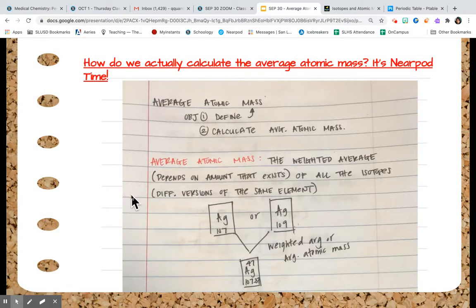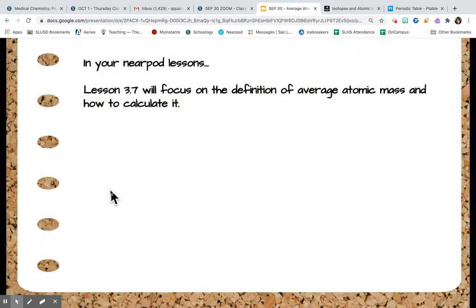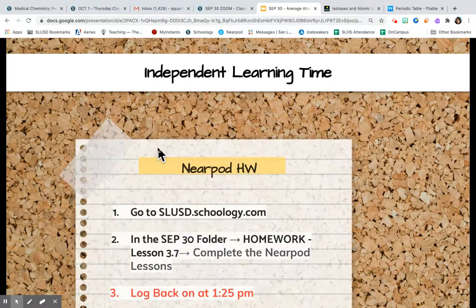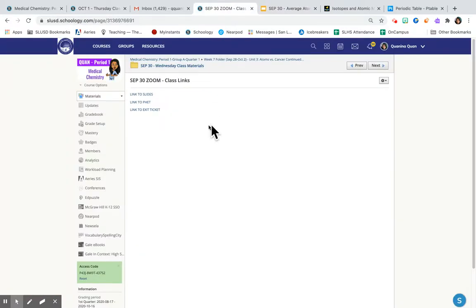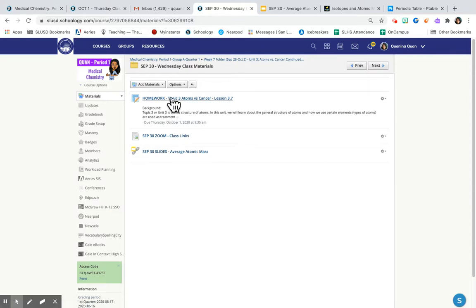All right, so then we talked about the definition of average atomic mass and how we actually calculate this. At this point, I released the class to go on to their Nearpod lesson 3.7. Since this is no longer Zoom class, to find your Nearpod lesson or your homework, you're going to go ahead and click on this one under the September 30th Wednesday class materials folder, homework topic 3, atoms versus cancer, lesson 3.7.